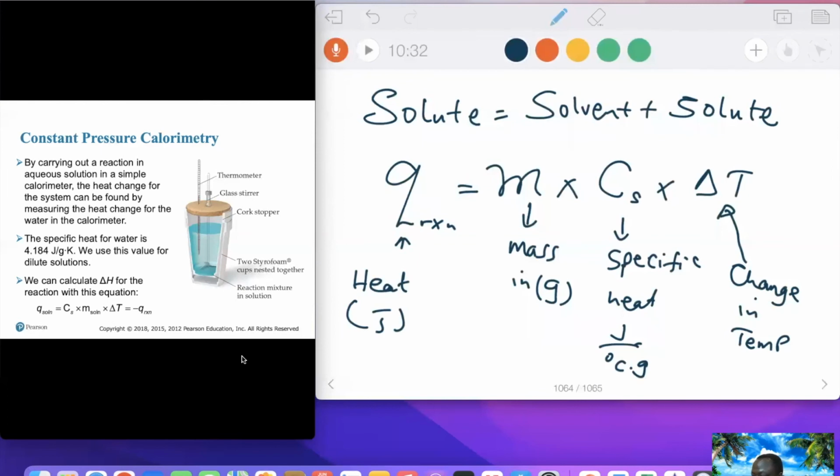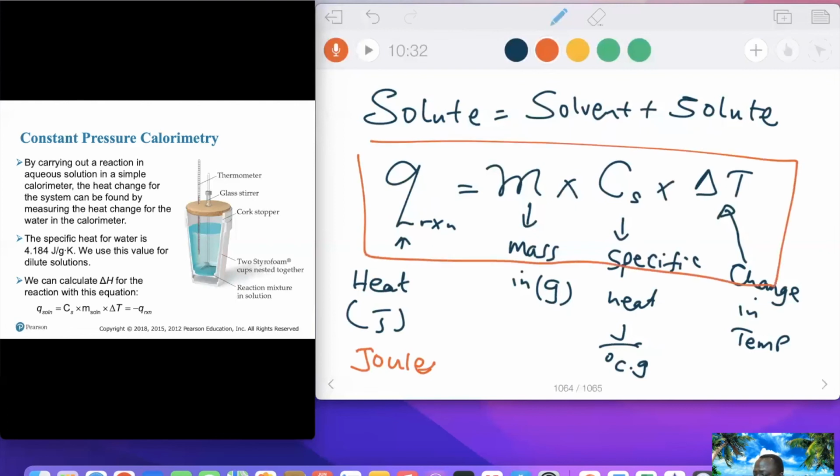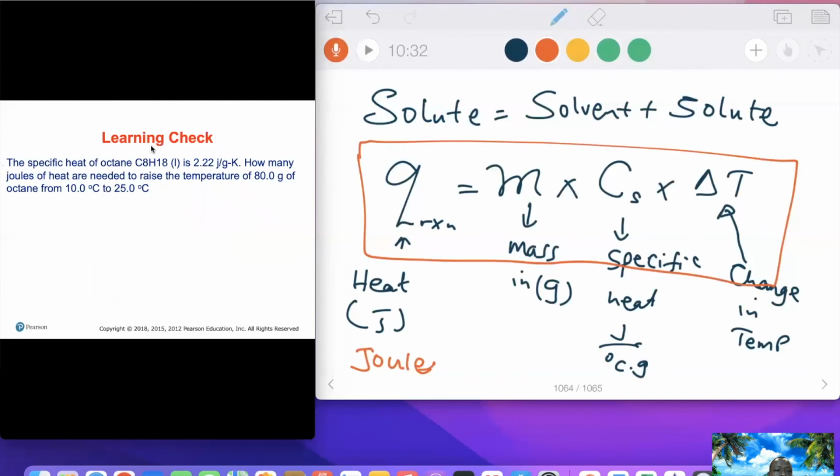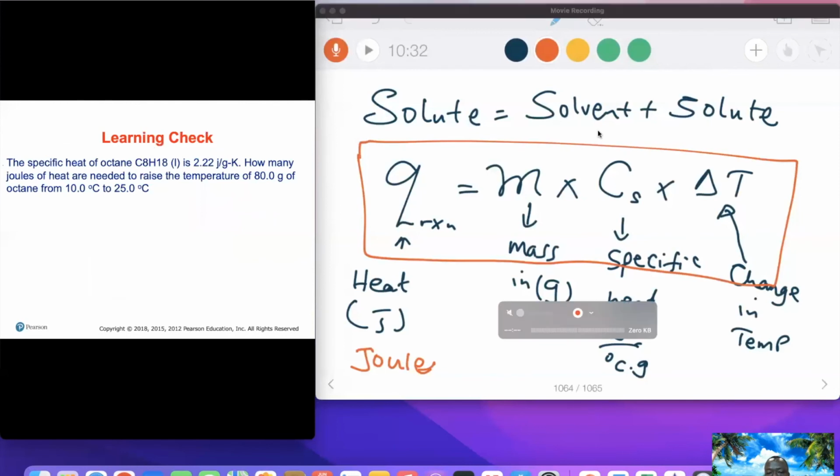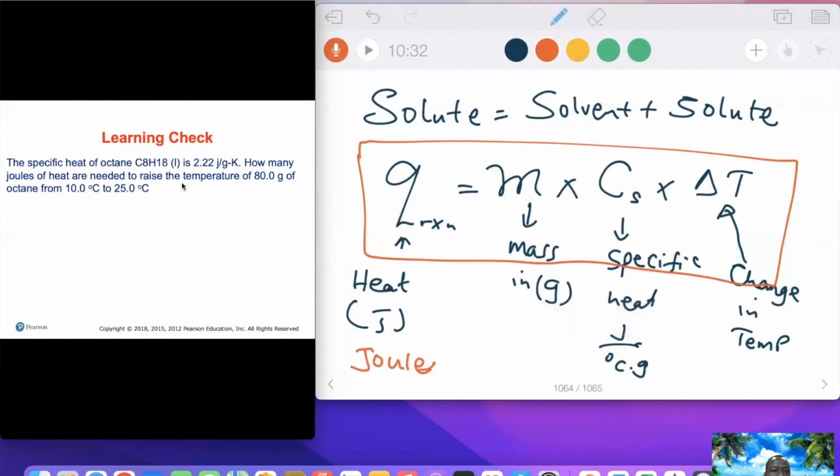This is in joules. It's going to be in joules. And of course, if you want to change to kilojoules, then you use the appropriate conversion factor. It's important to know how to use this equation. You need to know how to calculate the heat given off or the heat absorbed during a chemical reaction at constant pressure. Use the calorimetry. Let's see, using the equation on the whiteboard here to find the heat given off.